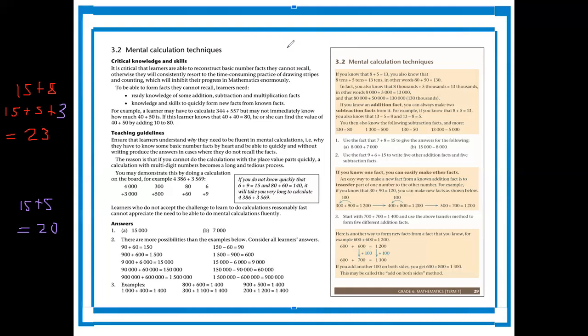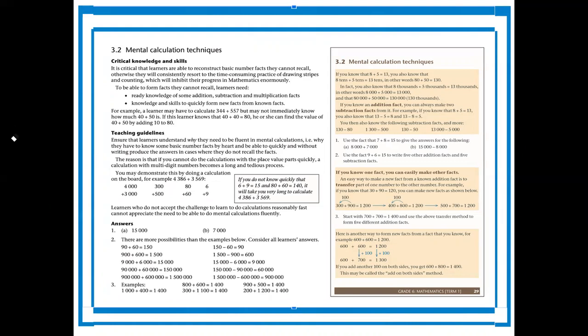So here we have a known fact, and then we can form a new fact from this known fact. That's what it says there. For example, a learner may have to calculate 344 plus 557, but may not immediately know how much 40 plus 50 is. If this learner knows that 40 plus 40 is equal to 80, he or she can find the value of 40 plus 50 by adding 10 to 80. Okay, that's exactly what I've shown here. They just have a different example. So let me actually just go through that just so you guys understand that properly.